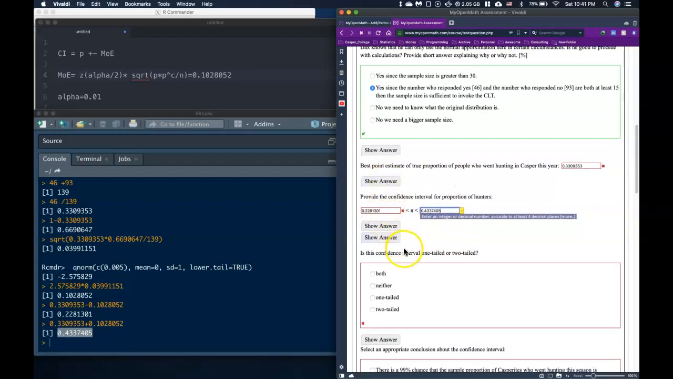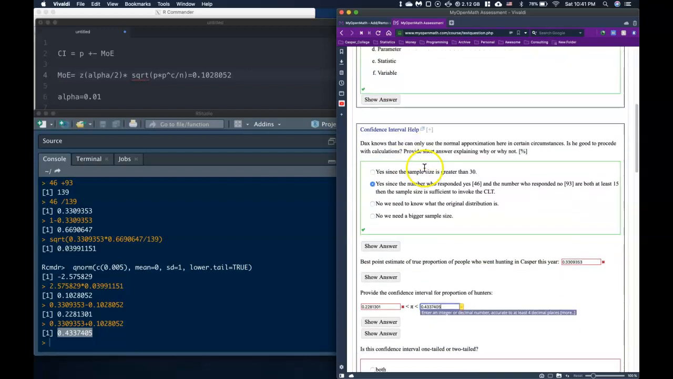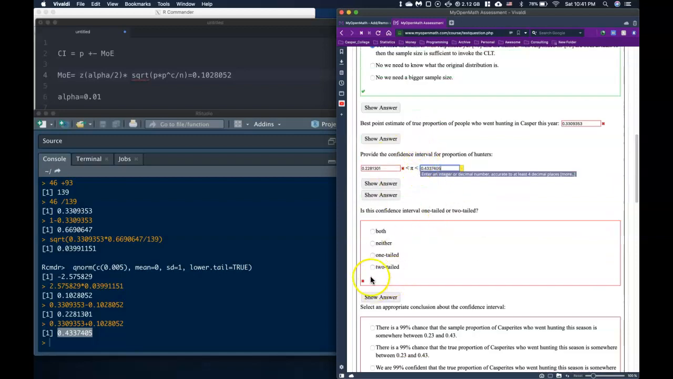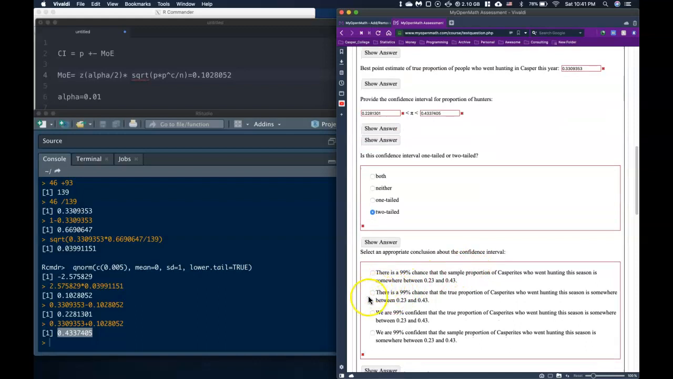Okay, so we know that this is going to be two-tailed because up in our directions we weren't given any direction of which way we want our confidence interval to go. So if we aren't given a direction, we are going to be doing two-tailed. And if we do that, we can say that we are 99% confident that the true proportion of Casperites who went hunting this season is somewhere between 0.23 and 0.43, which, if we look up, is exactly what we got up there.